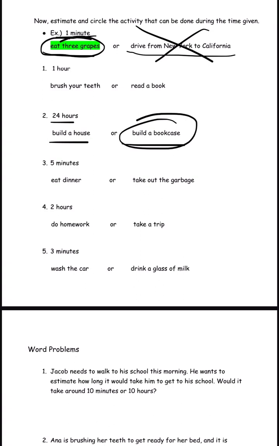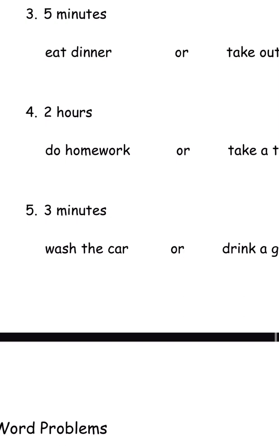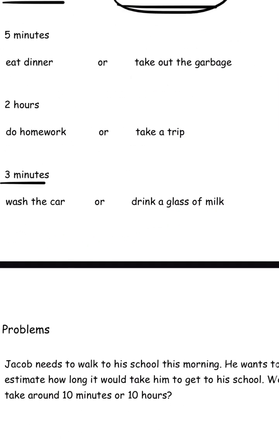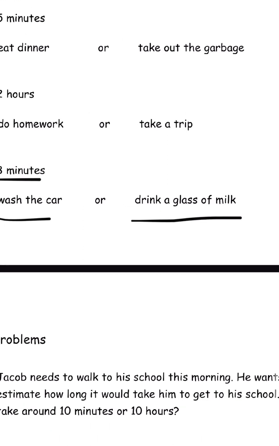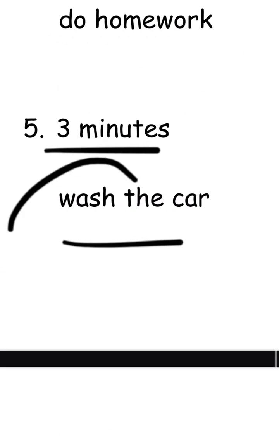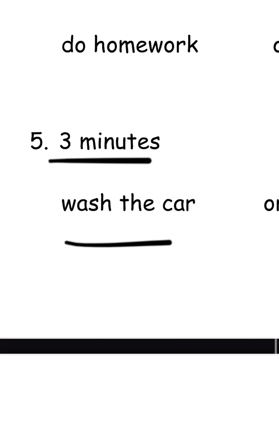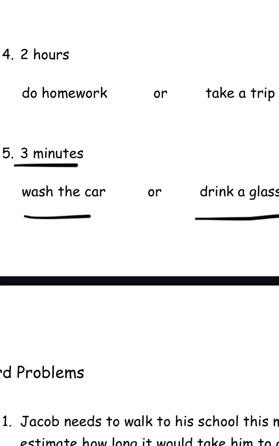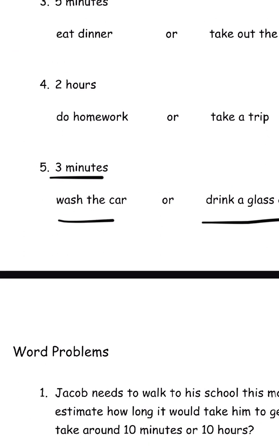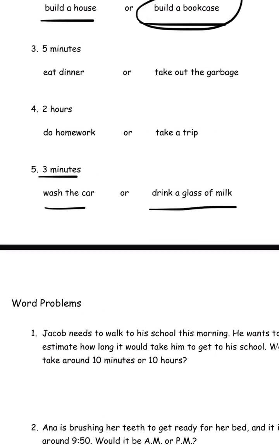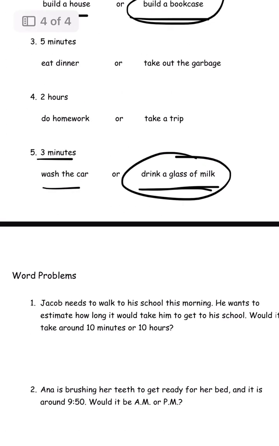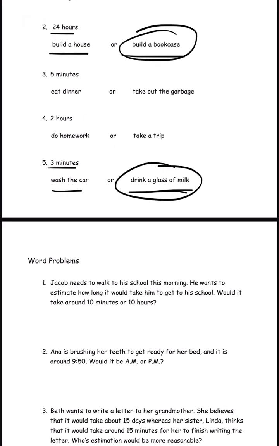Now let's look at number 5. We have 3 minutes, and we can either wash the car or drink a glass of milk. Washing a car would take at least a few hours, maybe 2 hours, because we have to clean the outside, and then maybe clean the inside too. Unless you do it really quickly, it would take at least an hour, right? But drinking a glass of milk, you can finish that in 3 minutes, so drinking a glass of milk would be more reasonable. Let's look at the next page.